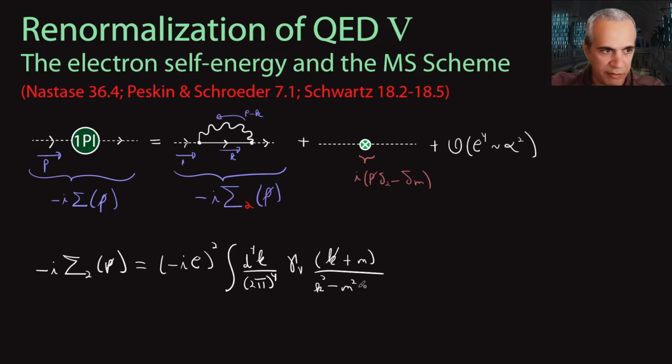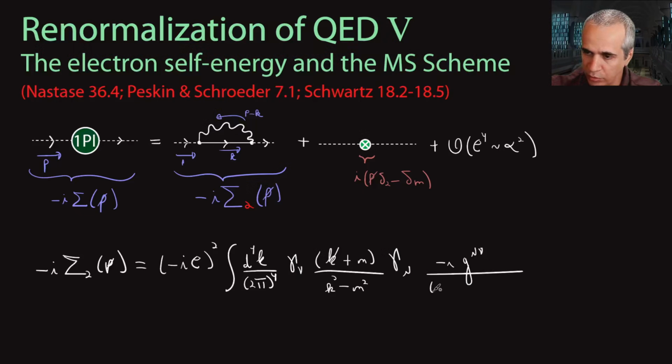I should have a plus i epsilon here, but I'll be ignoring these factors, just to keep the notation clean. We know where they are when we need them. Then another Dirac matrix, gamma mu, and then the photon propagator, which is minus i g mu nu, contracted with both these matrices at the ends, over (p minus k) squared, and I should have a plus i epsilon.